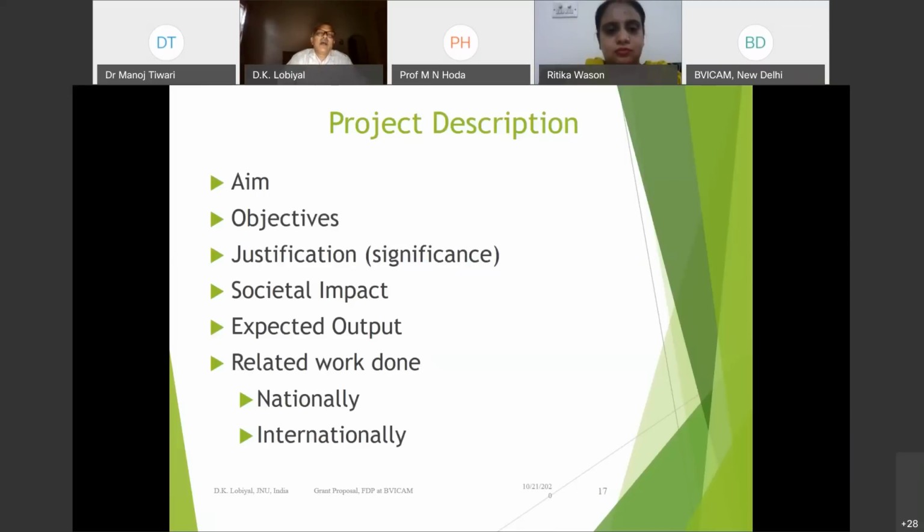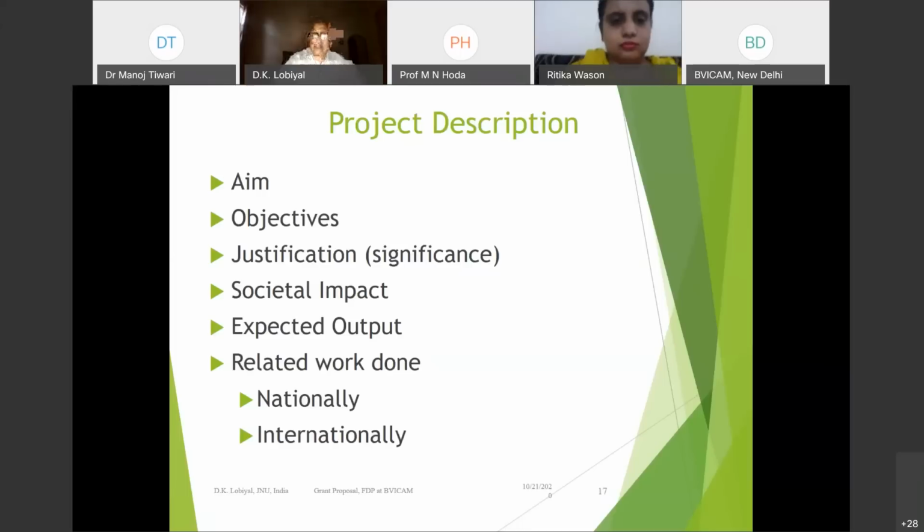Then what work has been done nationally and internationally has to be very well elaborated and expressed. Many project sponsoring agencies put it under a separate heading. You have to write what is the current state of the art nationally and what is the current state of the art internationally. They require it. Some may not mention it, but if you write it, it will give a good understanding to the sponsoring agency.